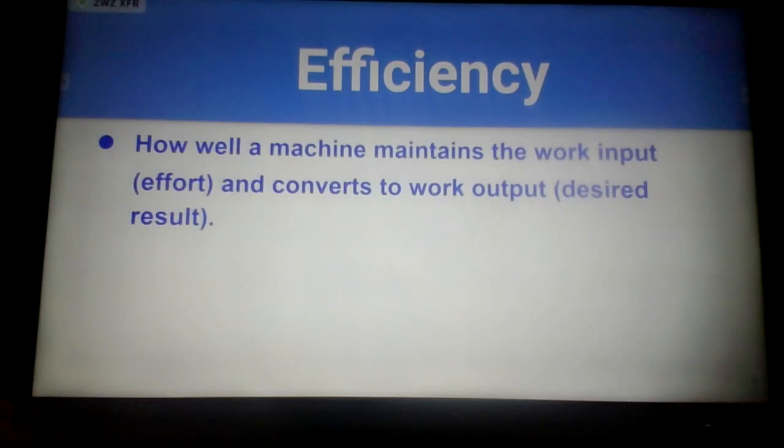Now, this one is a little bit tougher to define, but efficiency is how well a machine maintains the work input, which is the effort, and converts that effort into the work output, which is the desired result. This might sound a little confusing at first. Really, it's the output divided by the input, and the work out divided by the work in will always come out less than 100%, because we're always going to lose some of the energy put in as heat, sound, or light.